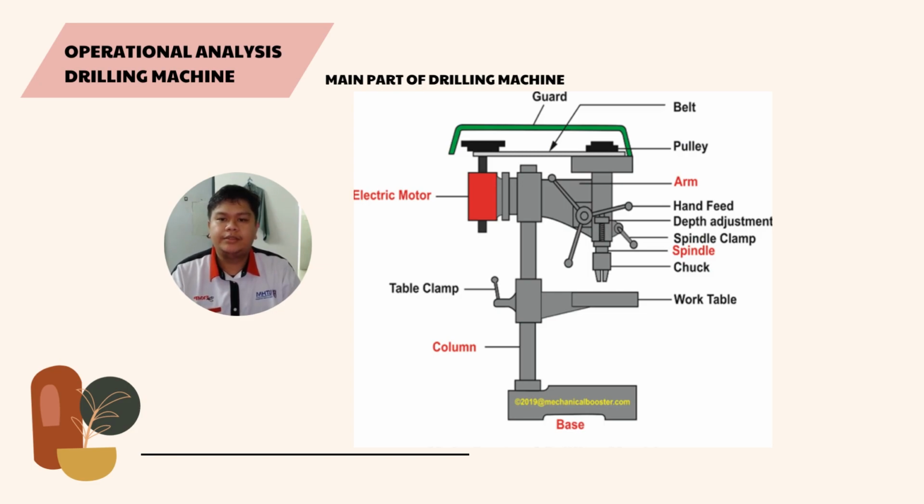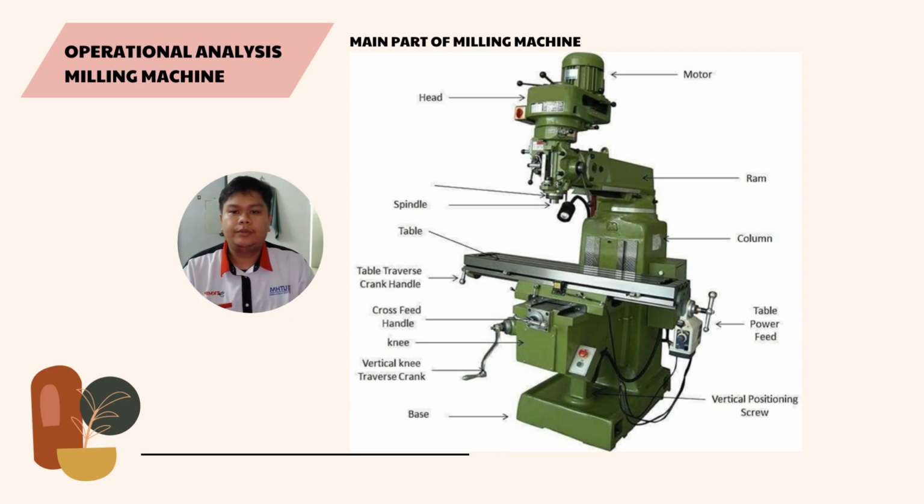Operational analysis of the drilling machine: we have many parts. The main parts of a drilling machine are basically the electric motor, column, base, arm and spindle. For operational analysis of the milling machine, the main parts are the motor, head, spindle, vertical position screw and table power feed.